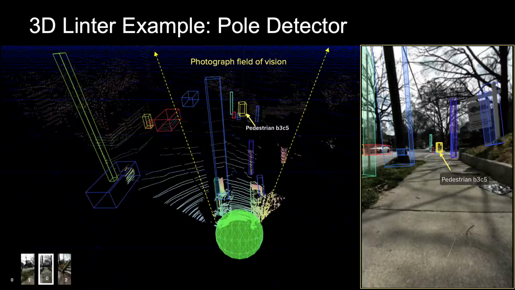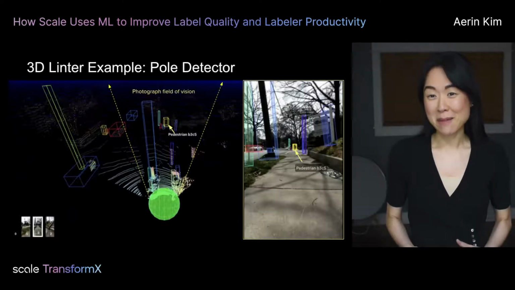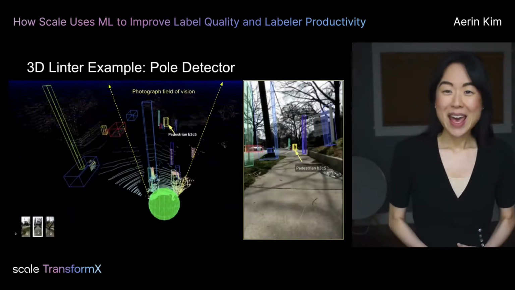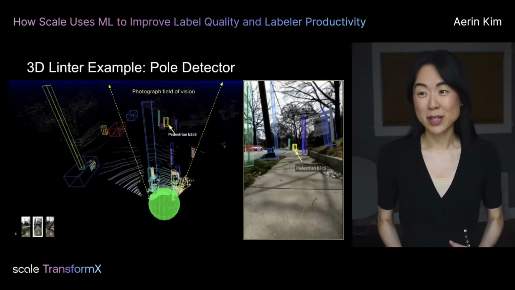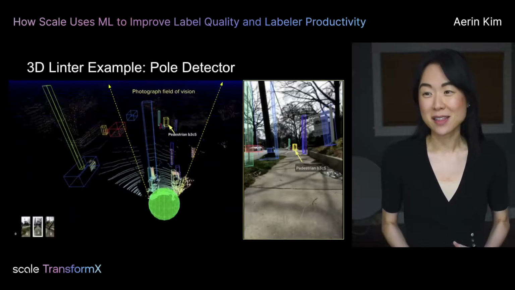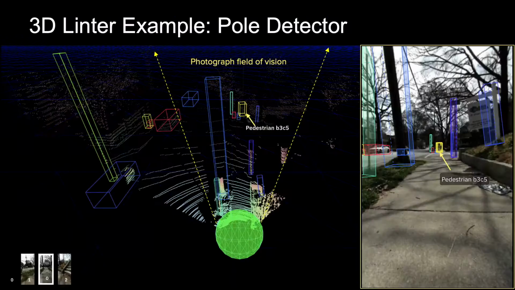One of the annotation types that our testers tend to miss quite often is the pole. And if you look at this image, it's hard to see the pole in the distance. So we built a pole detector, and if testers miss the poles, we tell them, hey, you missed a pole. And running this pole linter is a lot more scalable than humans reviewing every task manually to try to find the missing poles. Can you see where the pole is missing in this image? I'll show you later.